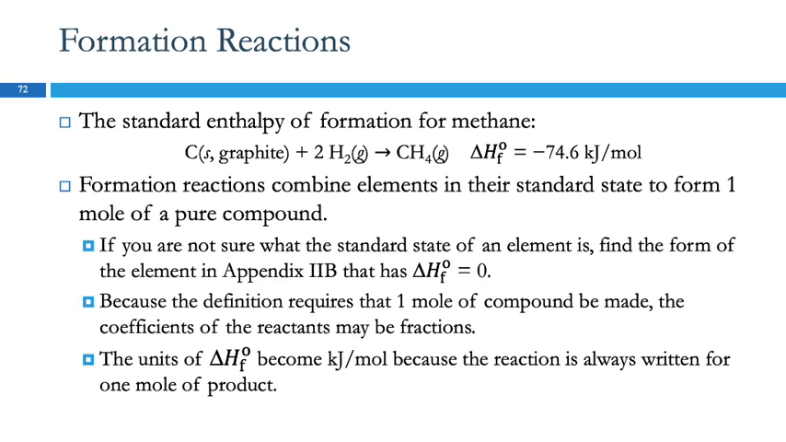Okay, so let's learn how to write formation reactions. What we're doing here is looking at the elements in their standard states combining to form 1 mole of the compound we're interested in. And then that'll be the standard heat of formation for this compound. These have been measured. If you're not sure what the standard state is, you can find the one that has delta H of 0. Because by definition we're making 1 mole, we may end up with fractional coefficients here. And the units of delta H now become kilojoules per mole because the reactions are always written for 1 mole.